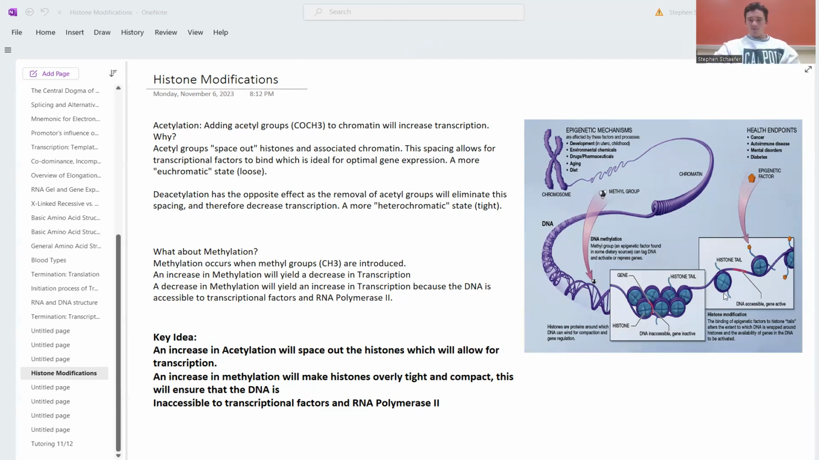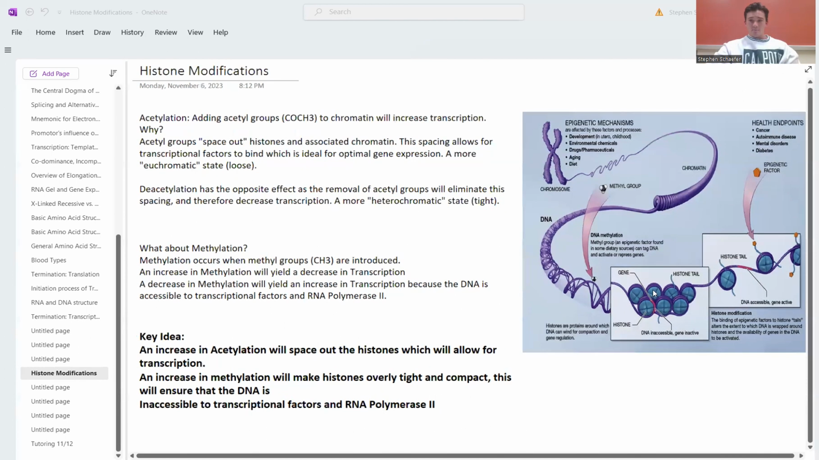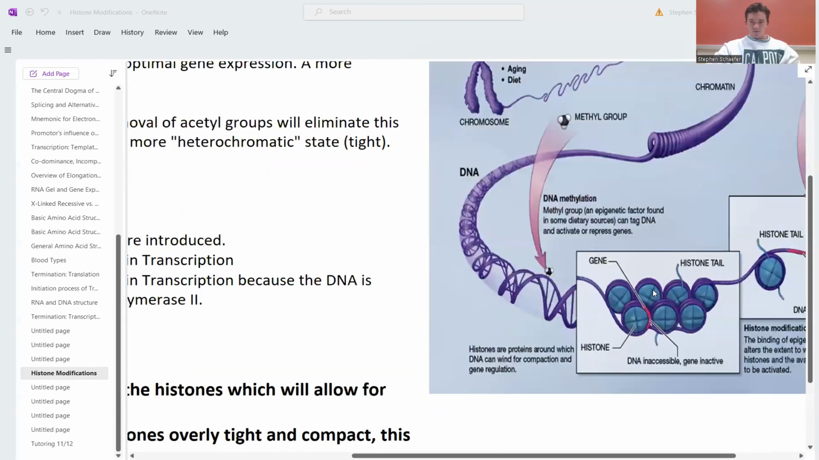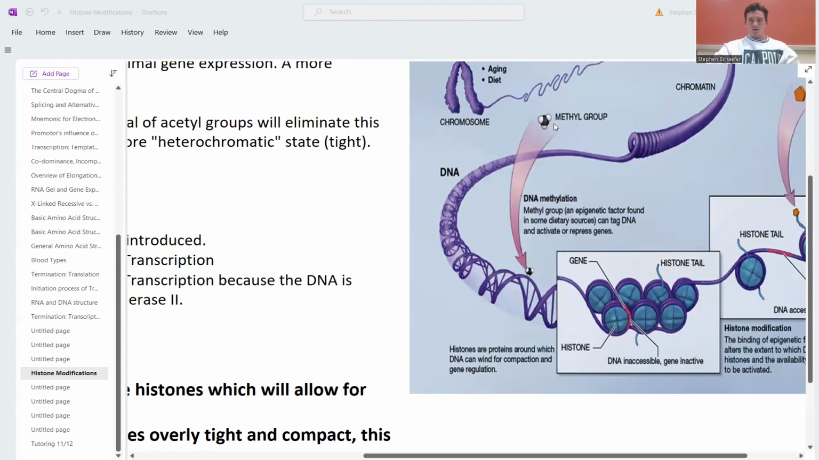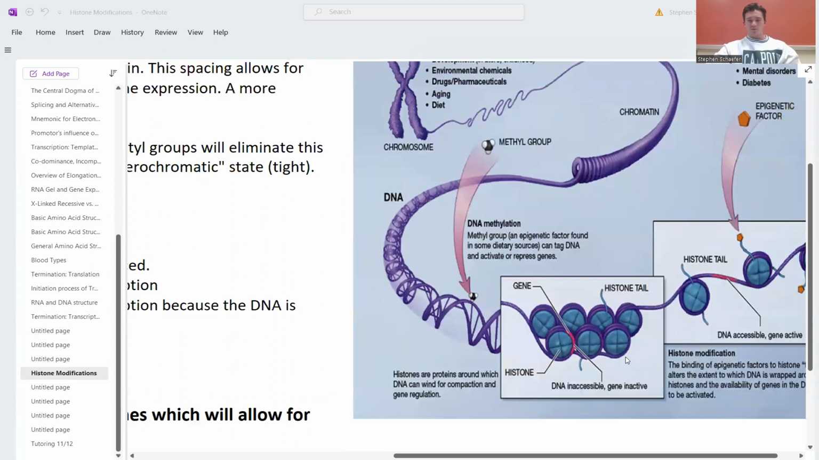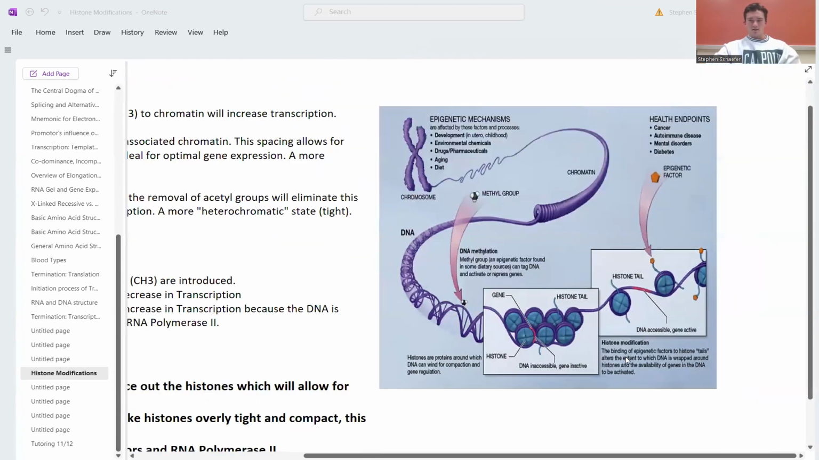So here we have an image detailing this methylation. We have our CH3 coming in, our methyl group, it's binding to our histone, and then it's creating this heterochromatic environment where the transcriptional factors are unable to bind to our histones and unable to attract RNA polymerase. So transcription is impaired.